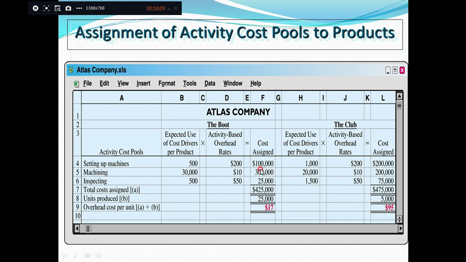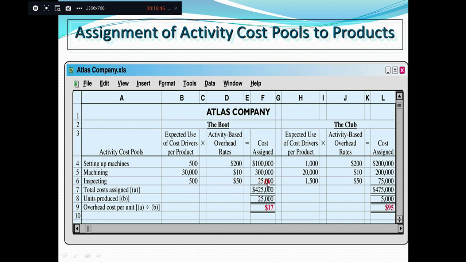In the machining department, for the boot, there are 30,000 hours of cost driver and the activity-based overhead rate is $10. So 30,000 hours times $10 is 300,000. For the club, we have 20,000 machine hours at $10 per hour, so we get 200,000. And in the inspection department, for the boot, there are 500 inspections, and there is a cost of $50 per inspection.